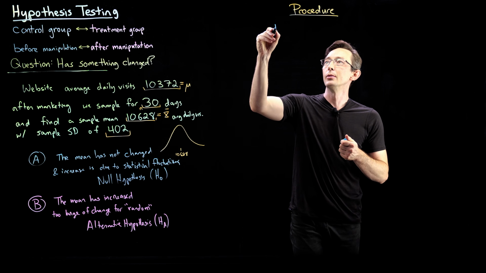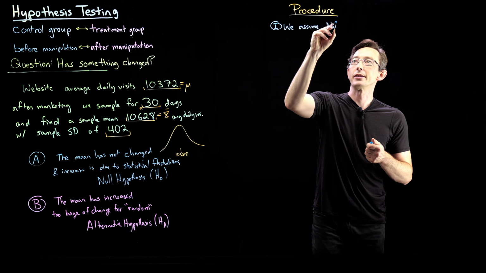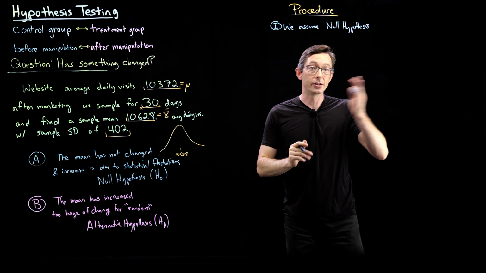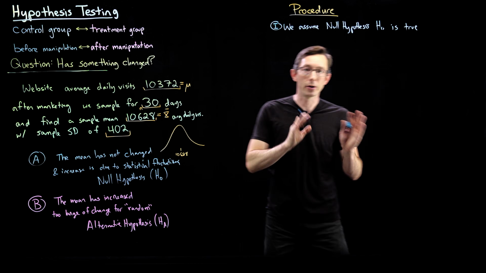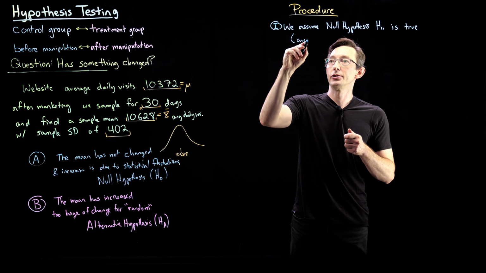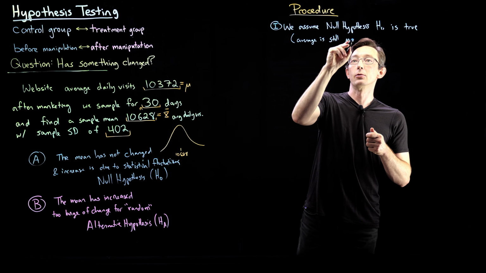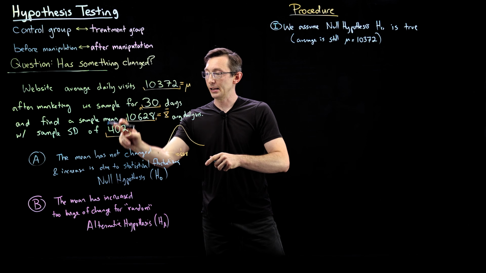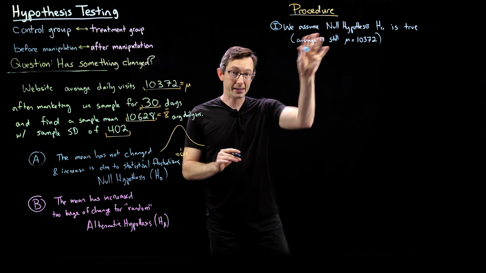And we assume that the null hypothesis H naught is true. We assume the null hypothesis, basically that the null hypothesis is that the average is still mu equals 10,372. And that this is kind of within the realm of possibility given this mean. That's the null hypothesis.